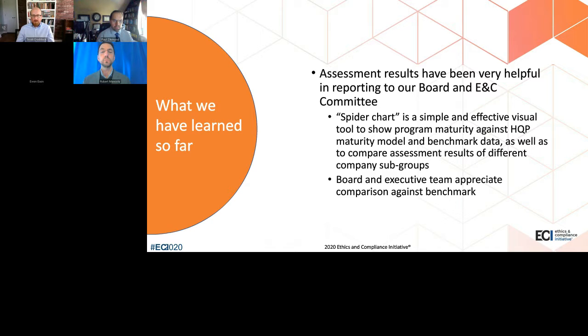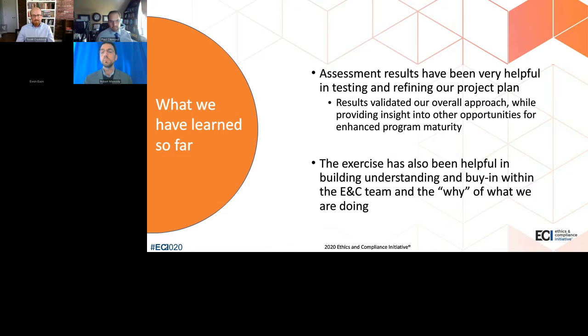And then our board in particular and our executive team really appreciate having a benchmark to compare us against, and say, okay, we're mature over here versus the benchmark. Here's an area where we think we need to improve, and does everybody agree with that in terms of what our focus areas ought to be from a maturity perspective? So I have been very gratified in terms of the response we've gotten from the board and executive team.